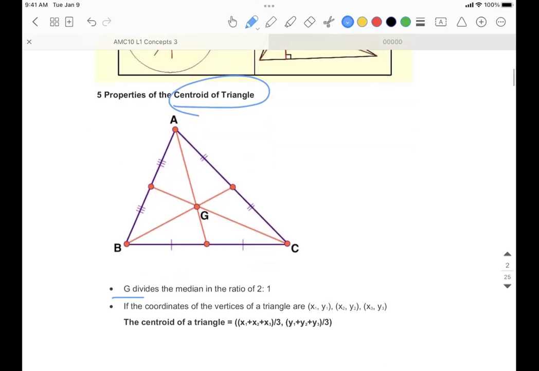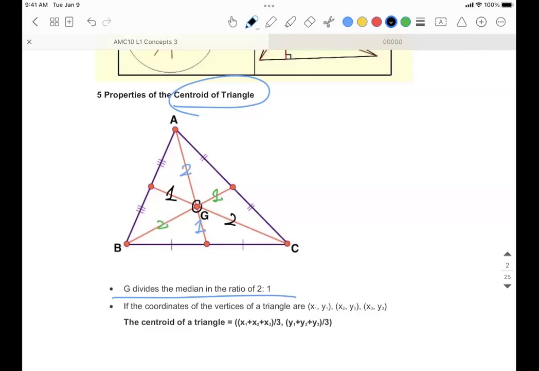The first one, I think everyone knows that the centroid cuts your 3 medians into 2-to-1 parts, right? This is 2-to-1, this is 2-to-1, and this is 2-to-1. Why do I use different colors? Because my blue 2, my green 2, and my black 2 are not the same length. However, blue to blue, green to green, black to black, the proportions are the same, a 2-to-1 relationship. The 3 medians are not the same for sure, but they are all cut into a 2-to-1 relationship.